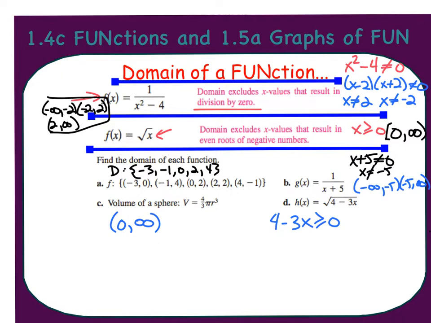So now we end up having 4 is greater than or equal to 3x, and then we divide by 3, so we get 4/3 is greater than or equal to x. Now, I need to put this in interval notation. What is the least value I can have?